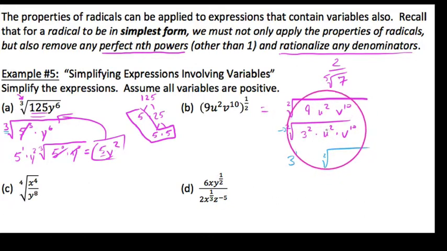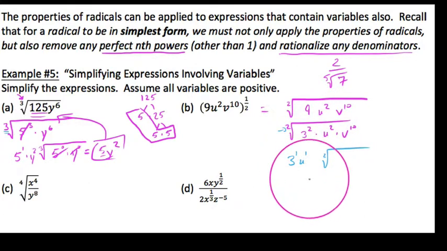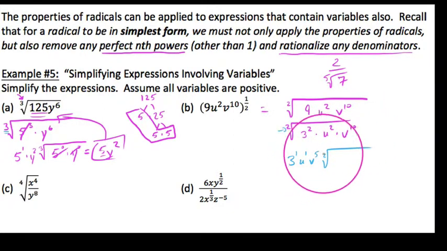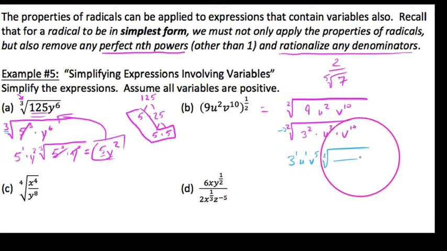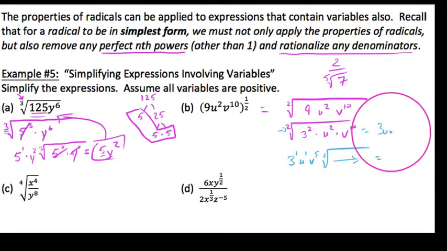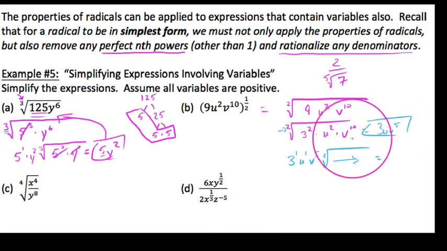We say, well, u to the 2nd, I can make one group of 2 u's. And then v to the 10th, well, how many groups of 2 could you make me there? Well, I can make 5 groups of 2. So we say 5. And then we say there would be nothing left on the inside throughout this entire thing. So we really got 3u v to the 5th is the square root of 9u squared v to the 10th.